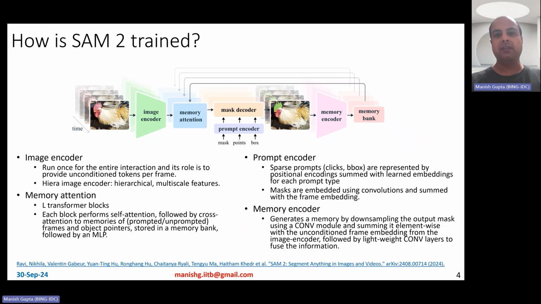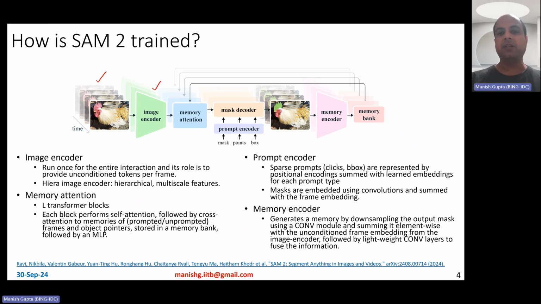So now, how is SAM2 trained? SAM2 is trained in this manner, as you see on this slide. So essentially, this is the broad architecture, right? You take a video. Video is, of course, a sequence of frames over time. So you take each image frame at a time, and you pass it through the image encoder.